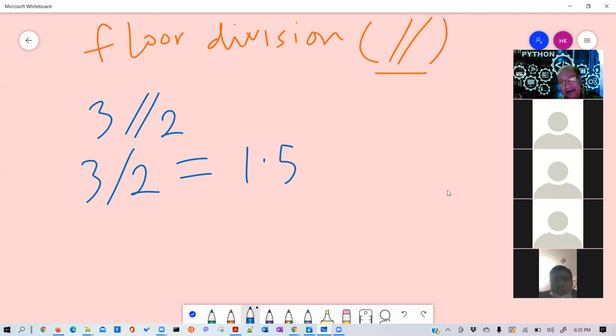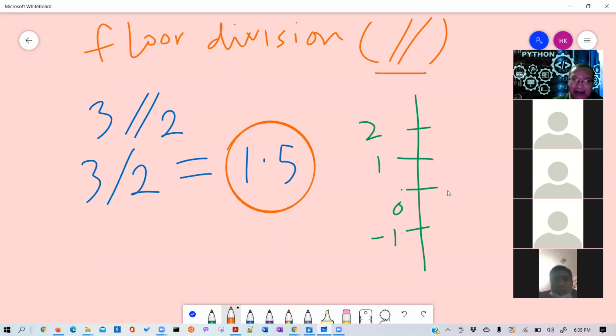There's a floor and a ceiling. In programming, there is a concept of floor and ceiling. So what do floor and ceiling mean? For example, say you have a number line, with 0 here, 1 here, 2 here, -1 here, and so on. What is the floor and the ceiling? I want to plot this on the number line. So where does this lie?